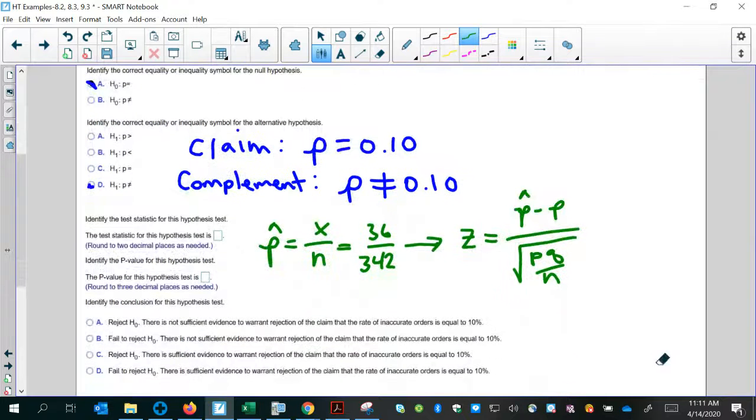All right, so now we just need to fill in all the values. So p hat, 36 out of 342, minus the population proportion. Now, what is the population proportion? Remember that we are always doing a hypothesis test under the assumption that the null hypothesis is true. And the null hypothesis always uses the equal sign and the same value that was mentioned in the claim. So the population proportion will be 0.10.